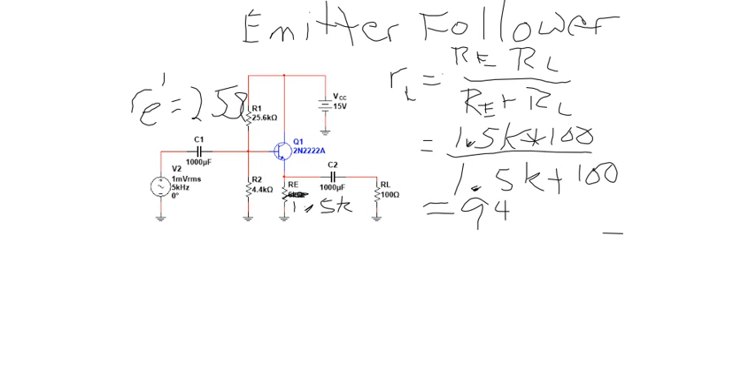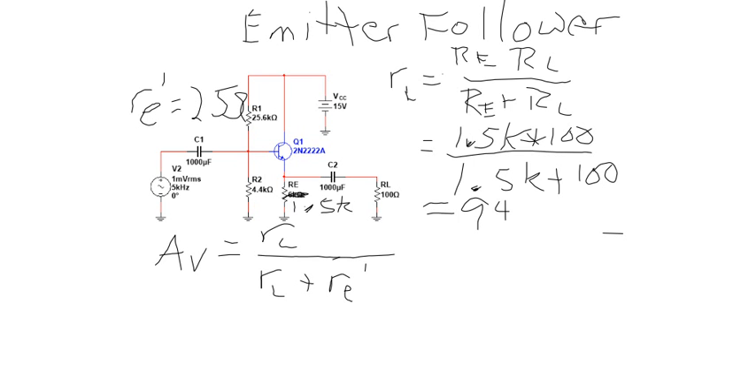So my gain, just for the emitter follower by itself, is going to be little RL over little RL again, plus little RE prime. Now if you notice, I got RL on top and bottom, and in the bottom I'm adding little RE prime, so the bottom's always going to be bigger than the top. That means the gain of this one is always going to be less than 1.